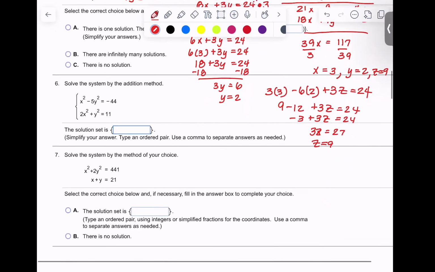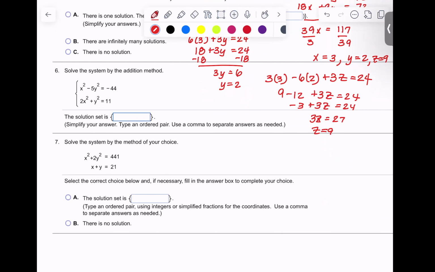All right, we have a couple of nonlinear equations to solve here, nonlinear systems. Problem 6, solve the system by addition, and that really is the best way to go about this. You've got a hyperbola and an ellipse, and if you recall from class, a hyperbola is shaped like this. You have an ellipse, and you can intersect at 4 different places with an ellipse and a hyperbola. So I expect to get 4 solutions.